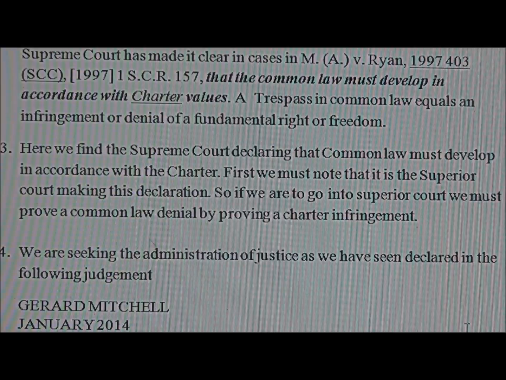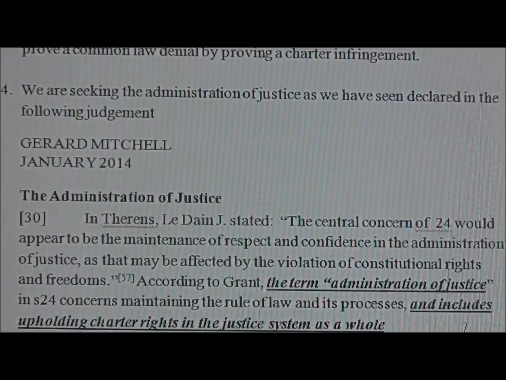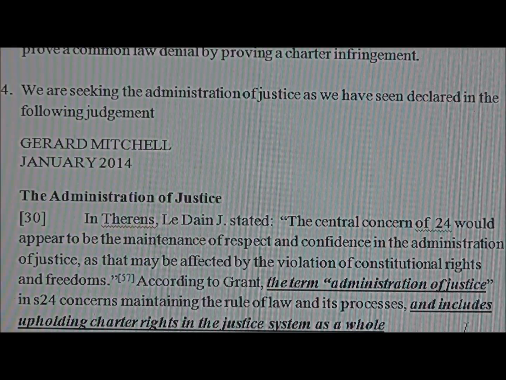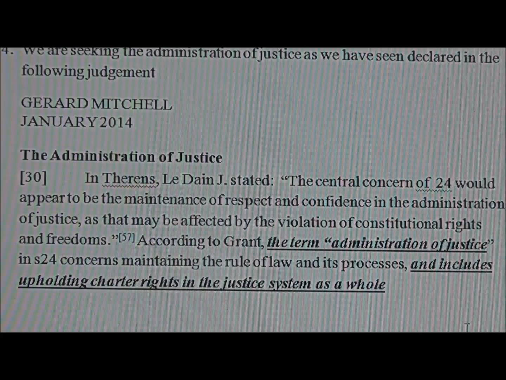We are also seeking the administration of justice, as we have seen declared in the following judgment. In Gerald Mitchell, this is from the Supreme Court of Canada, he states that the administration of justice, according to Grant, means the term administration of justice in Section 24 of the Charter concerns maintaining the rule of law and its process and includes upholding charter rights in the justice system as a whole.